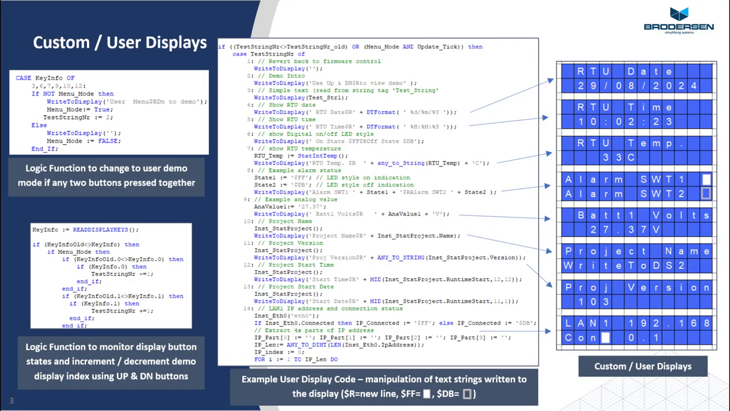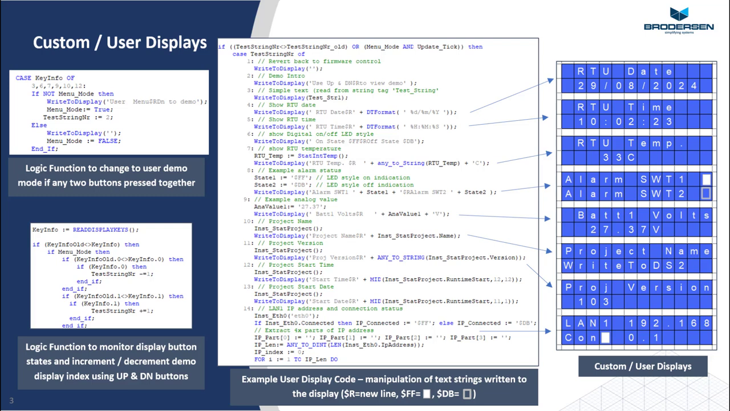Let's just have a look at an example of how we manage the user display from the logic application. We've got a function that allows us to read the state of the display keys. So we've got our left and right and our up and down buttons. I'm doing a little trick here, checking to see if any 2 buttons are pressed. If the 2 buttons are pressed, we're putting it into a sort of a demo mode, and then using the up and down buttons to increment and decrement through an index, like a list of different displays that we want to see. In the middle here, we just show the code.